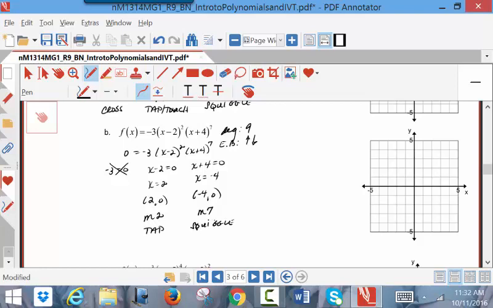Okay, so let's try graphing it. My end behavior is up on the left and then down on the right. I'm going through the points 2, 0 and negative 4, 0. At negative 4, I'm squiggling through. So I'm up above, I'm coming down, and I'm squiggling through like that. And then at 2, I'm going to tap it and come back down. And there's a sketch of the graph.